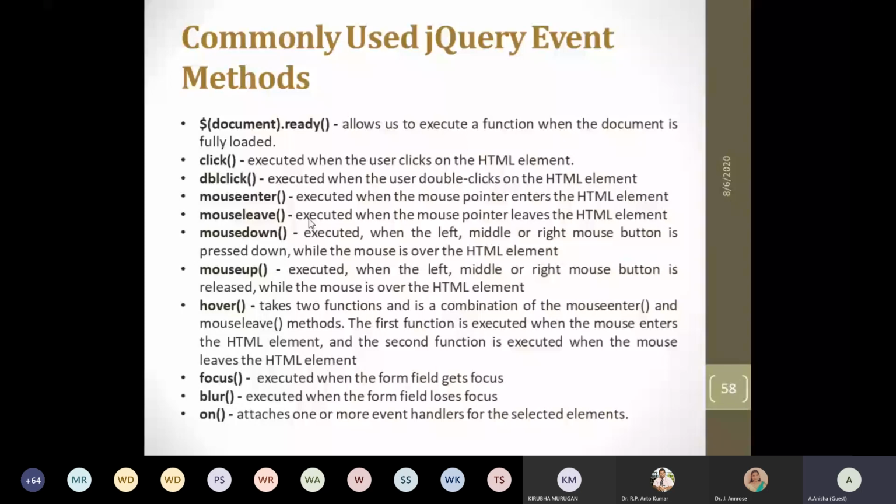Mouse down when any of the mouse buttons is pressed down. Mouse up when any of the mouse buttons is released. Hover takes two functions as parameters, and it is a combination of mouse enter and mouse leave methods. When the mouse enters, the first function will get executed, and when the mouse leaves, the second function gets executed. And focus, when any form field gets focused, meaning the cursor is within that particular field, right? And blur, when a field loses focus. The on method is used to attach one or more event handlers for particular selected elements, right?